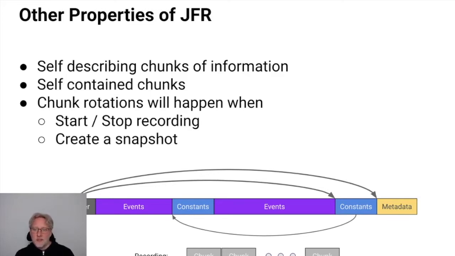And there are some different ways that you can do chunk rotations. One of them is starting or stopping a recording. You can get a new chunk by creating a snapshot. You can do it by changing where the file repo is located. And there's a bunch of different ways to do this. This will be required information for later in the talk. And a flight recording itself is just a number of chunks, one or more. So every chunk itself is in itself a flight recording.